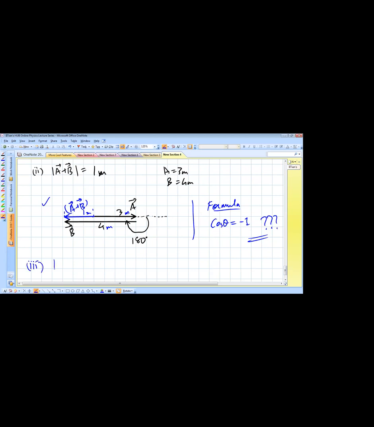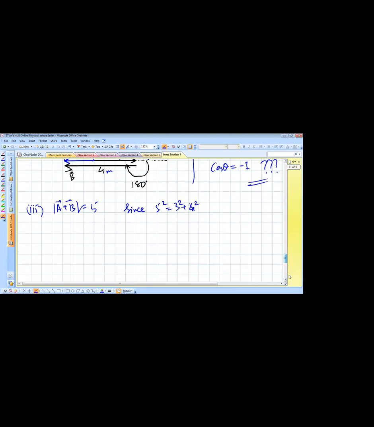If you're taking mod of A plus B as 5, you'll realize the 5 is the hypotenuse of 3 and 4. So since 5 square is equal to 3 square plus 4 square, whether you go by the formula method or the triangle method, it will be very easy for you to understand that the angle theta will be 90 degrees. You can use both methods. They both will be equally easy. So I'm leaving this to you. You work this out yourself, this part.